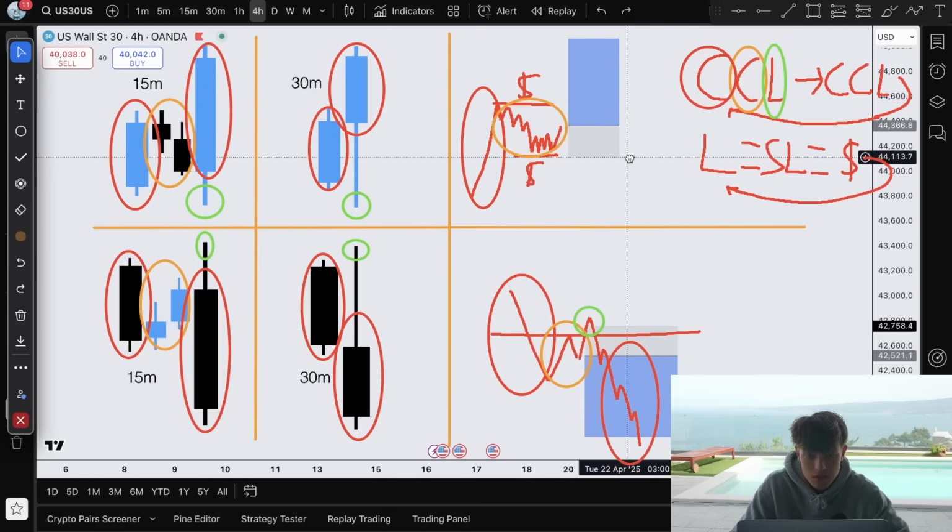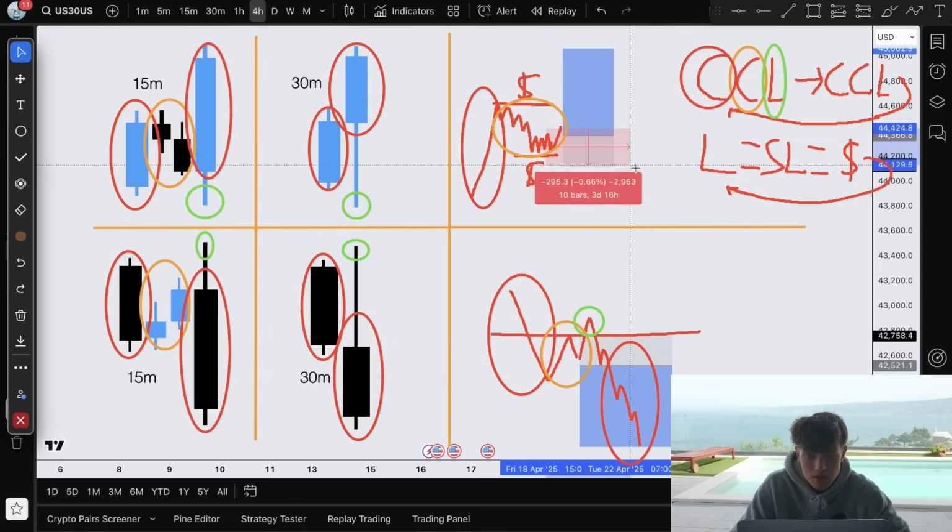Wait, that was my mistake. Wait, let's actually do it like this. Starts trapping everyone in. Why can't I move this?